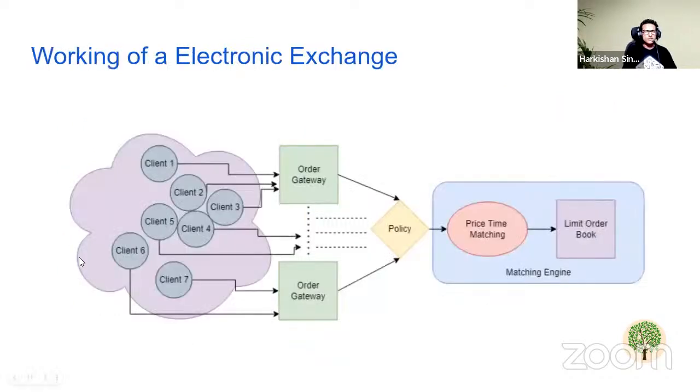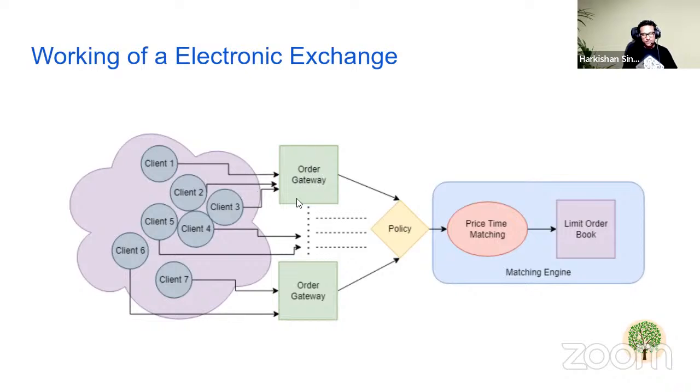Okay, so how do electronic exchanges actually work? You see that there's a pool of clients. These clients may be hedge funds, pension funds, private equities, retail traders like me, and even banks. Sometimes even bank trading desks do that. There are proprietary trading firms, and these are all clients. They send their orders, and that goes through an order gateway.